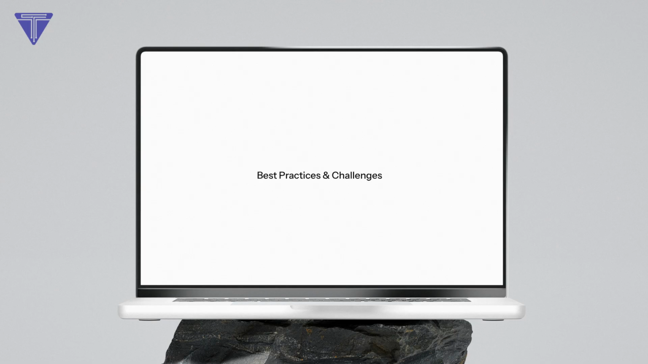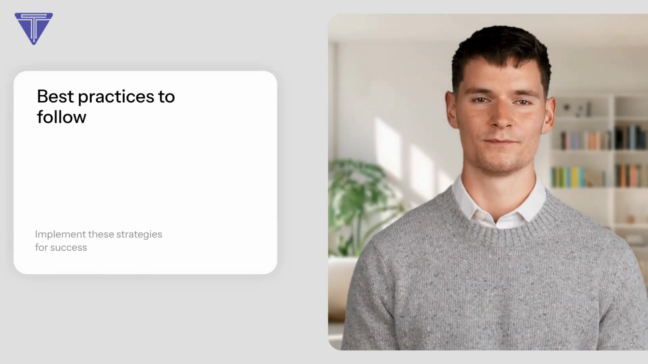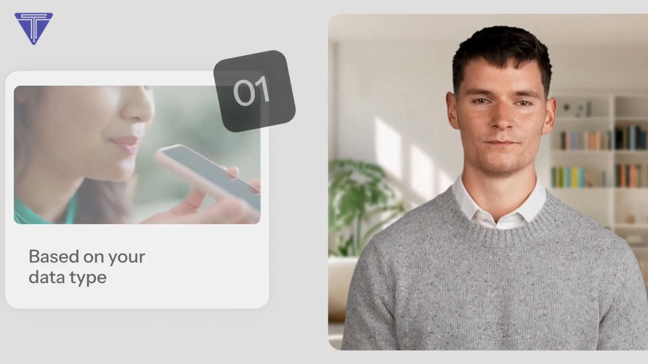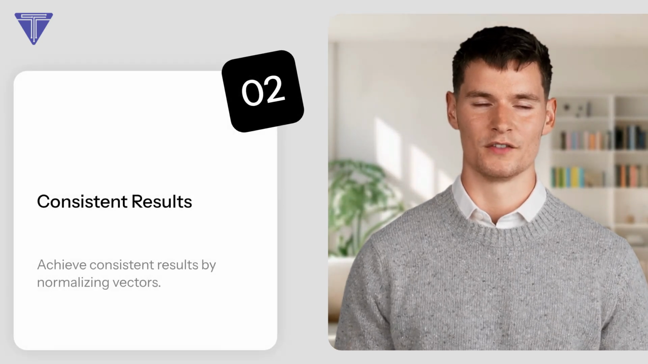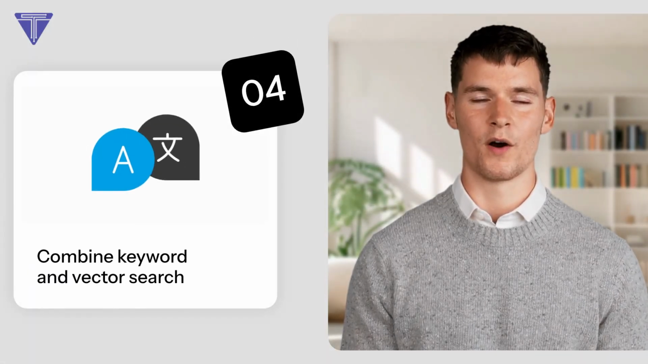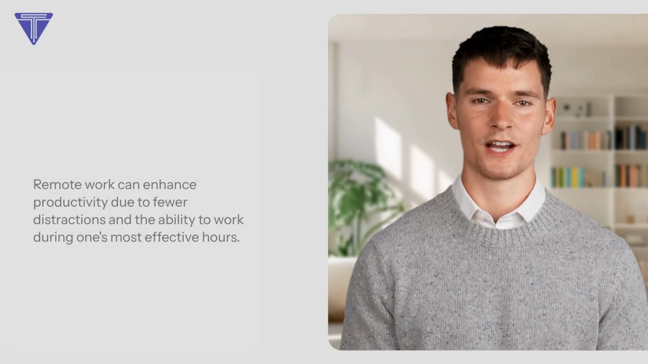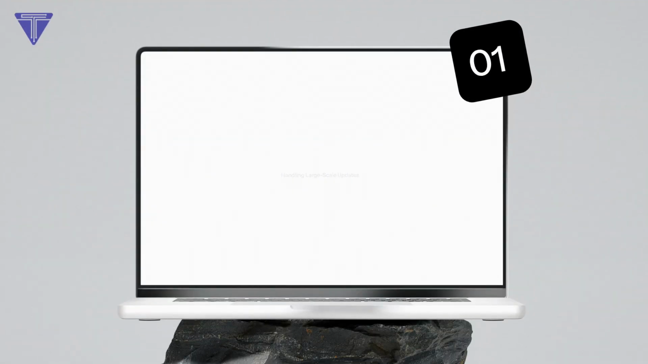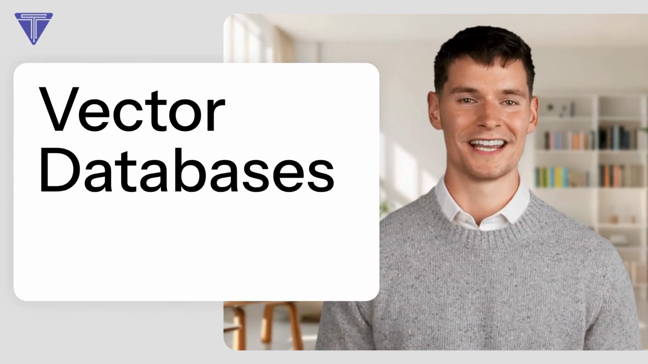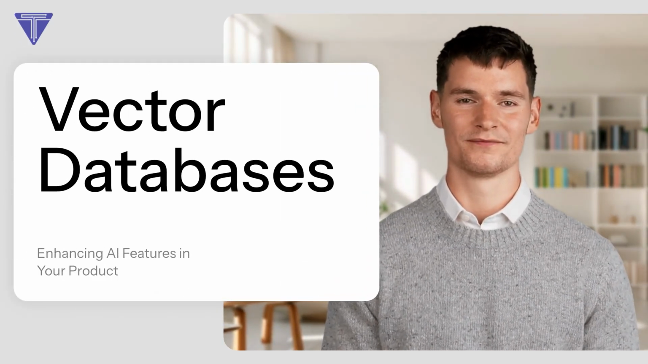Best practices and challenges. Here are a few best practices. Use the right embedding model based on your data type. Normalize vectors to get consistent results. Index tuning is important for performance. Hybrid search. Combine keyword and vector search for more accuracy. Challenges include handling large-scale updates, keeping latency low, integrating with existing systems. But with the right strategy, vector databases can significantly enhance AI features in your product.